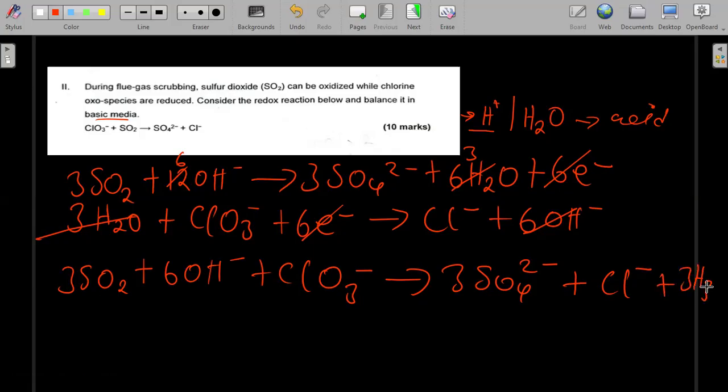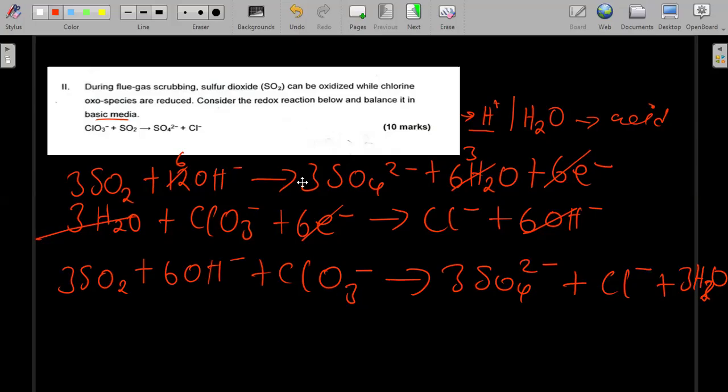So you're having 3H2O. That's what we are having there. Those are the things that you are going to remain with. Like this, you would have balanced your equation in a basic media. You can see the OH there showing you that you are in the basic media.